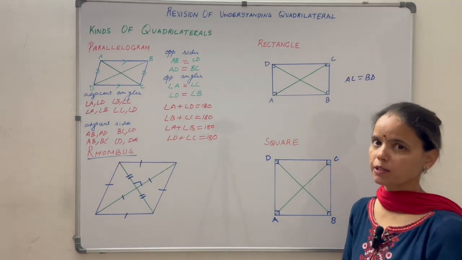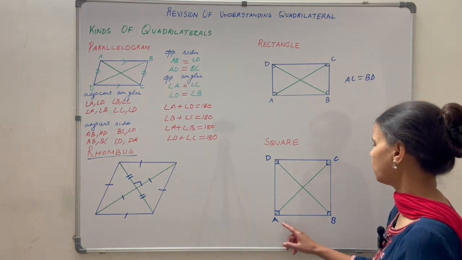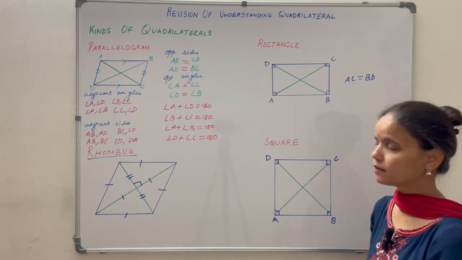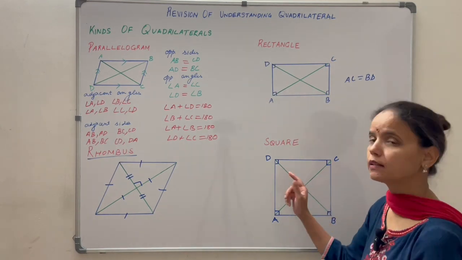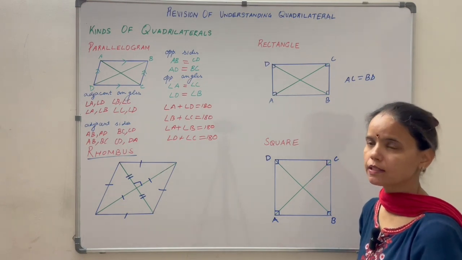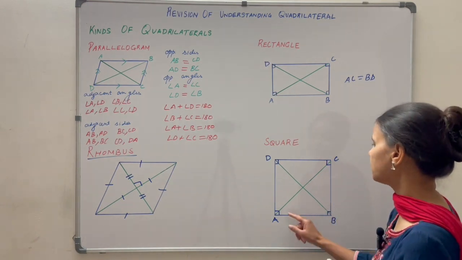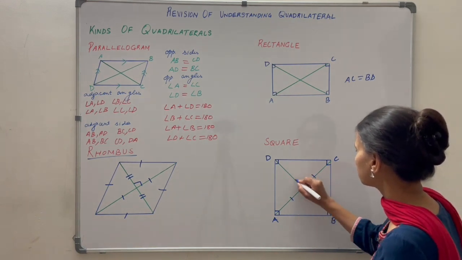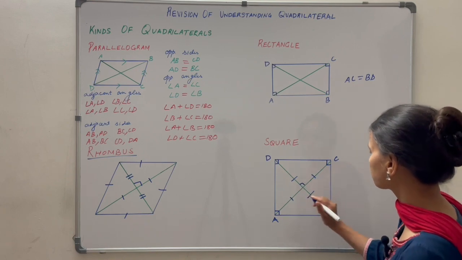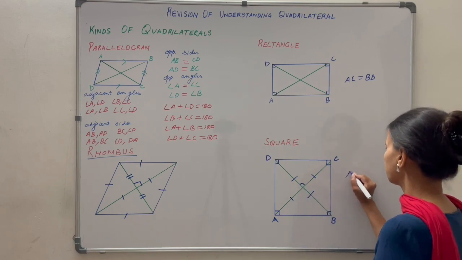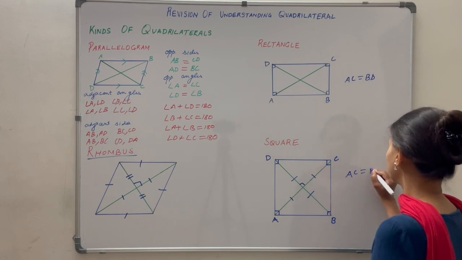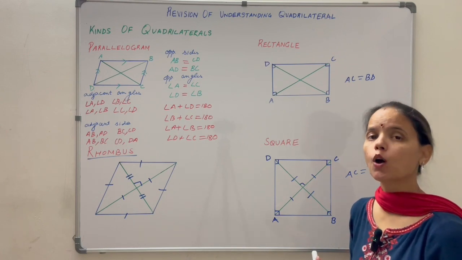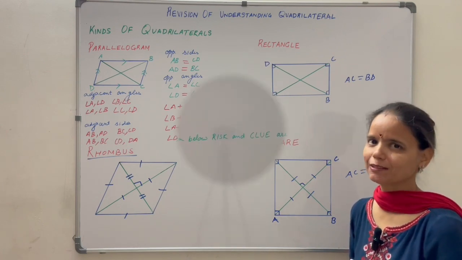Square. Square is a special parallelogram in which all the sides AB, BC, CD, DA, they are equal in length and all the angles, angle A, angle B, angle C and angle D, they all are equal to 90 degrees. In a square, the diagonals are perpendicular bisectors of each other and since the diagonals are equal in length, all these four segments will be equal. Here also the diagonals AC and BD are equal in length. It's a special parallelogram, so it will satisfy all the properties of parallelogram.